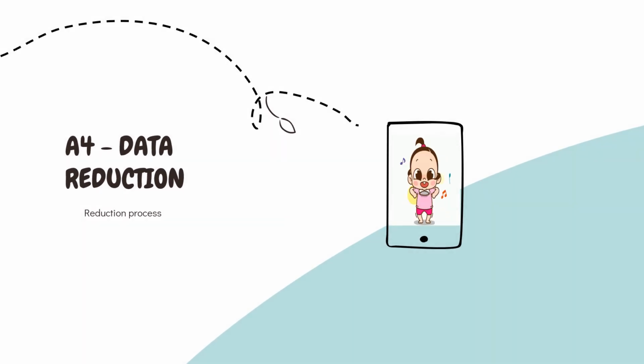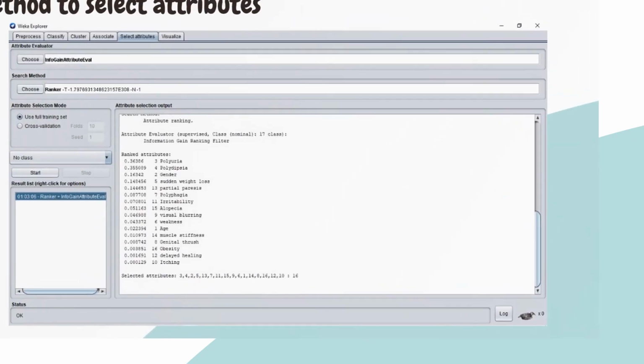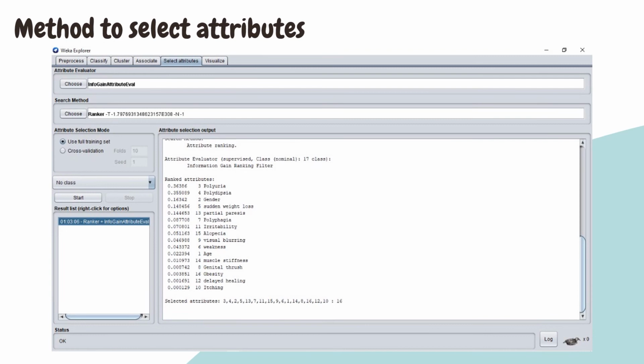Next is data reduction process. It is to obtain a reduced representation of data set that is much smaller in volume. For data reduction, firstly, we need to choose the attributes that need to be removed by using ranker method on the select attributes part.